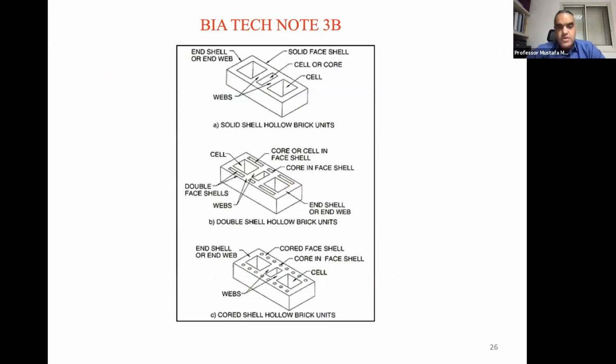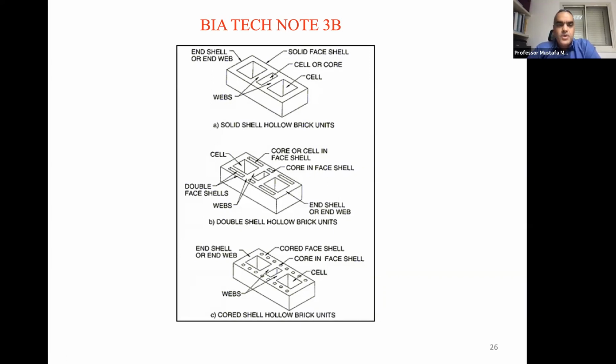So it shows the different types here. For example, at the top, we can see we have the cell, we have the webs of it, and then we have the solid face shell, okay? And then we have the cell or core, and then we have the end shell or end web, okay? And then the other ones are shown below. So based on that, you can specify which type is needed based on the properties that were discussed before. It doesn't have to be only structural properties, but there are other things that architects would be interested in.